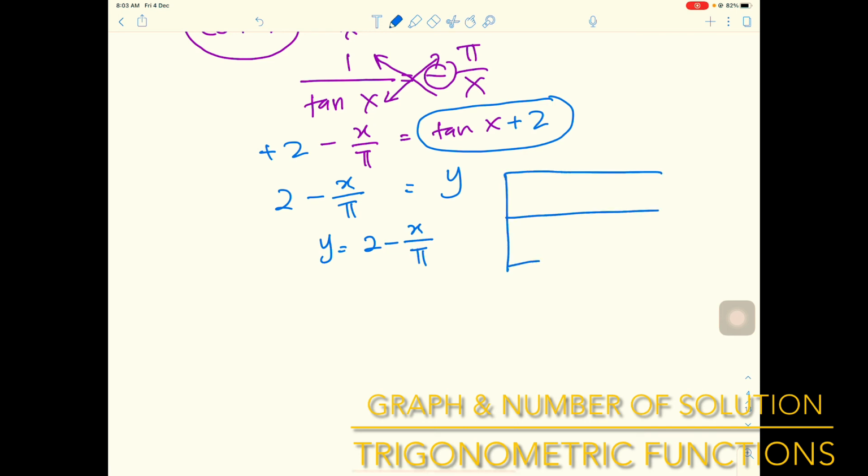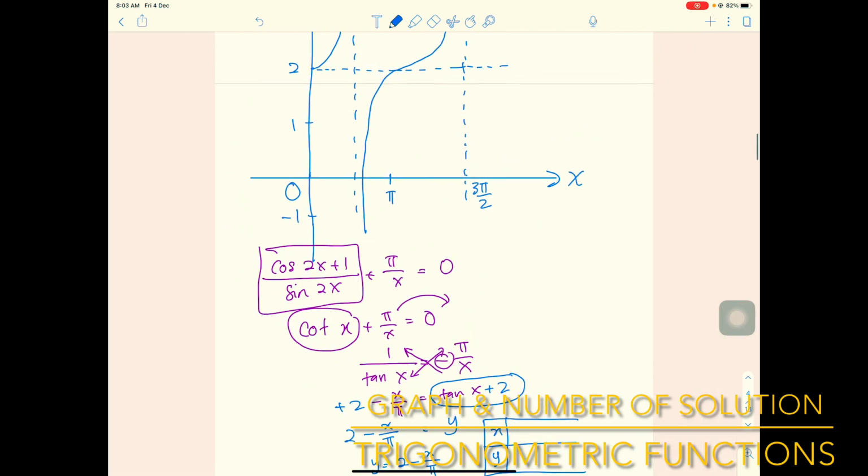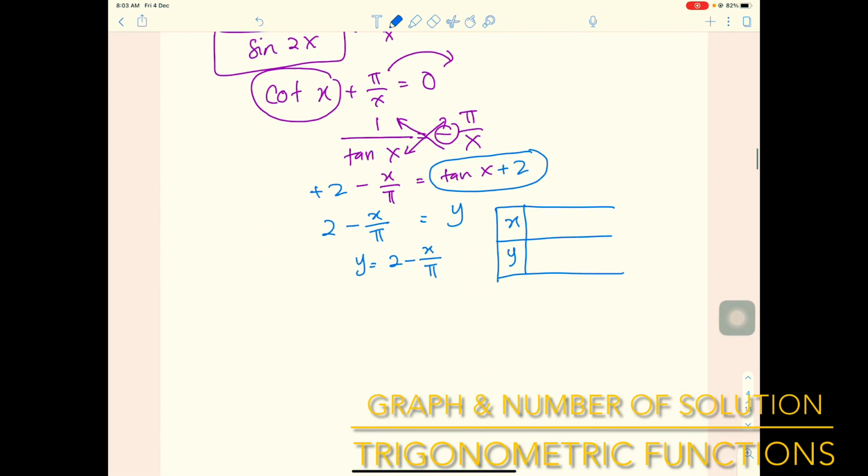We draw the table to find the values of x and y, so that we can sketch the straight line. So let's say if x equals 0, then y equals 2. And then let's say x equals pi. So when x equals pi, 2 minus pi over pi equals 1. So y equals 1.